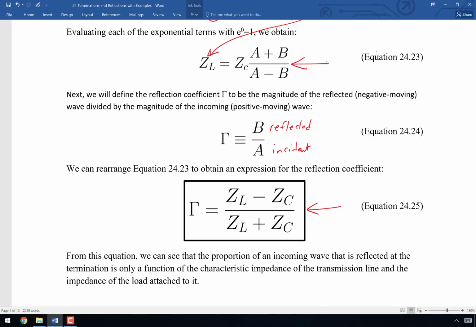And that will tell you how much of the incident wave, or the incoming wave, is going to be reflected away from the load. So the proportion of the incoming wave reflected at the termination only depends on the load impedance and the characteristic impedance of the line. It doesn't depend on anything else. And so that's a really important result.